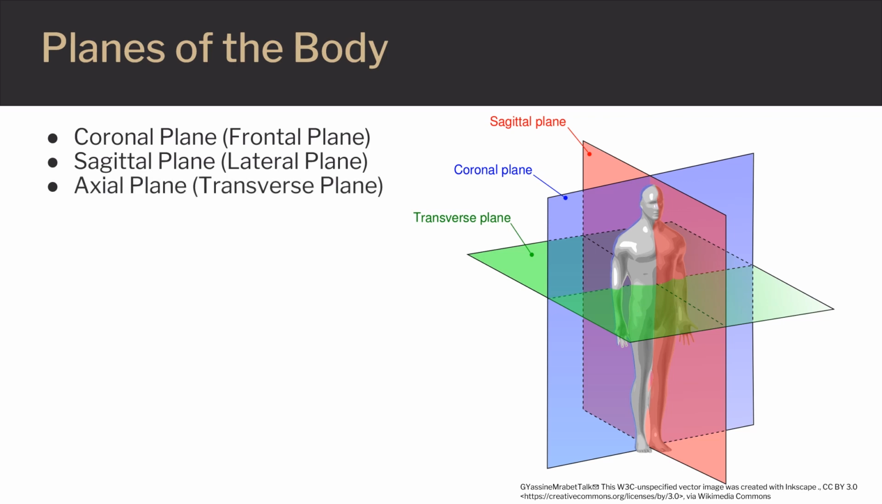The axial or transverse plane is a horizontal plane that divides the body or any of its parts into upper and lower portions. The median plane is a sagittal plane through the midline of the body, and it divides the body or any of its parts into right and left halves.